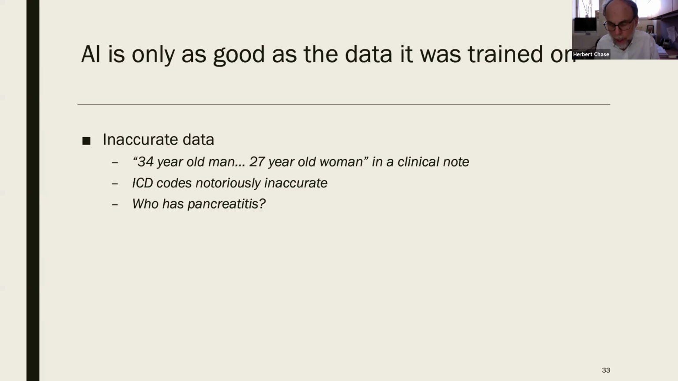ICD codes, which is how we code diseases and signs and symptoms, are notoriously inaccurate. They can be inaccurate up to the point of 50%. That's what a machine trains on. It trains on the data that's buried in those codes. And right now, the data is unacceptably inaccurate.